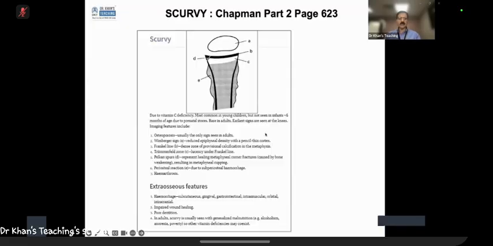Scurvy is very interesting. This is scurvy, and you should read it from your Chapman. There is a concept of book memory. Even if you have read scurvy from any other site, any other resource, read it from Chapman 623. There is a diagram there, and you will remember it in your mind. Wimberger sign, which is reduced epiphyseal density, pencil-thin cortex, all of the other things.